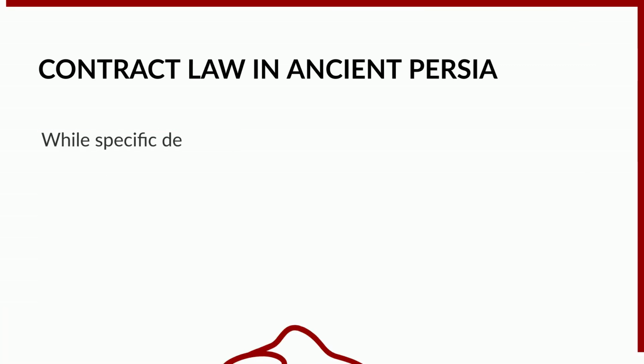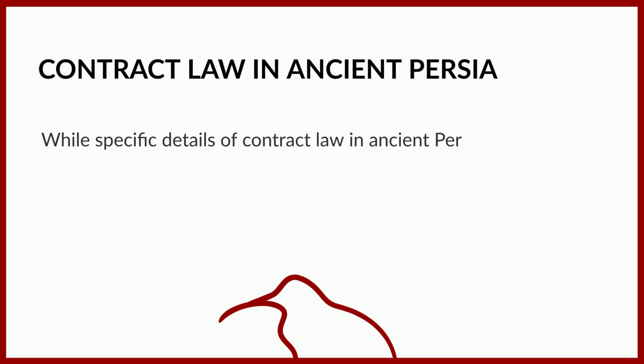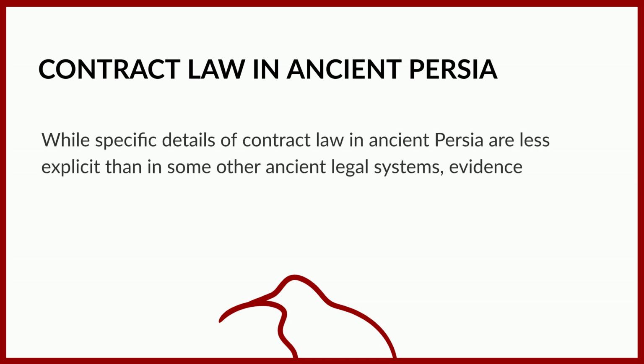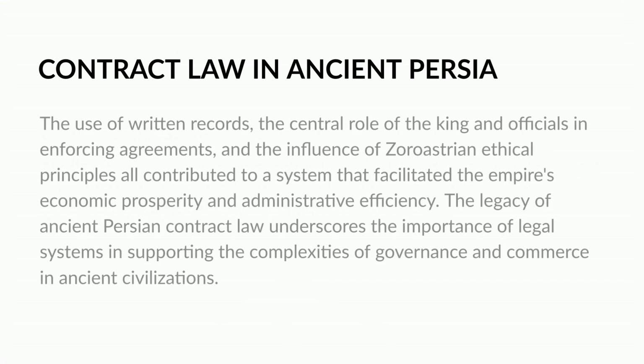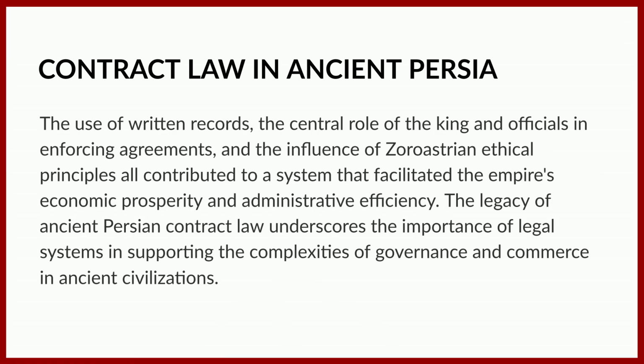While specific details of contract law in ancient Persia are less explicit than in some other ancient legal systems, evidence suggests a sophisticated administrative and legal framework supporting economic activities, trade, and labor management. The use of written records, the central role of the king and officials in enforcing agreements, and the influence of Zoroastrian ethical principles all contributed to a system that facilitated the empire's economic prosperity and administrative efficiency.